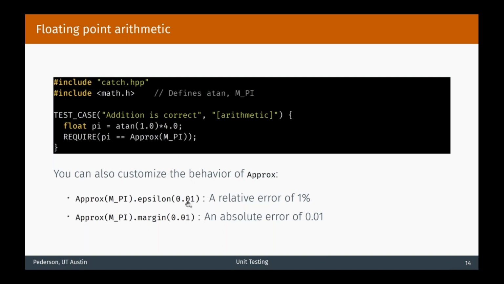And you can even customize it with different levels of relative error with epsilon and different levels of absolute error with margin. So this is how you would test a floating point number so that you're not checking for absolute precision, you're checking for a machine level of precision.